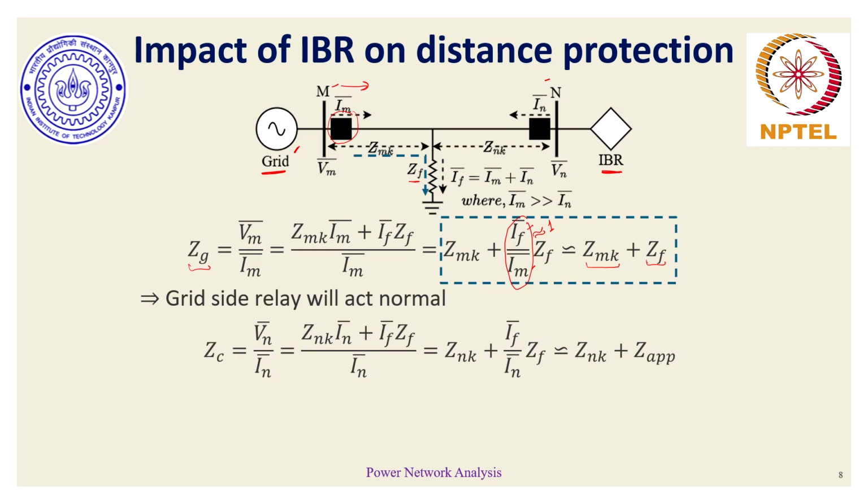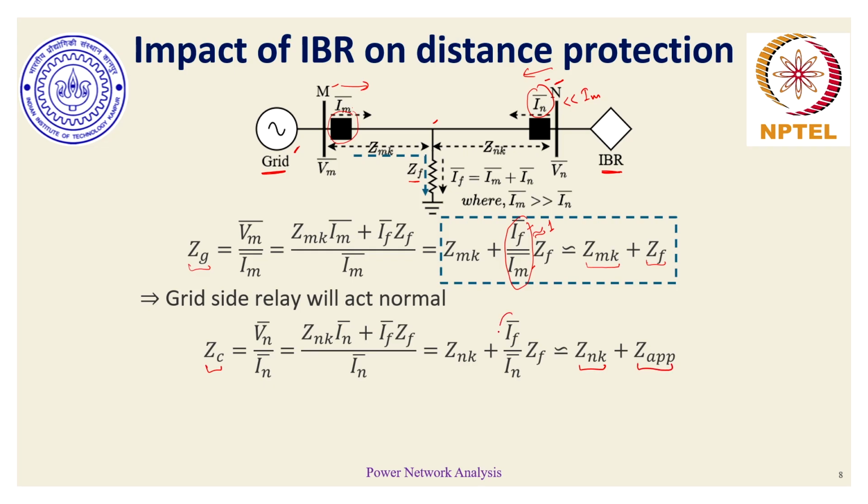If we try to see the same thing from the inverter based resource side, IN, the current being fed to this fault, is much smaller compared to the current contributed by the grid side because of the protection or internal control philosophy of the inverter. In that case, ZC would be a value ZNK, where ZNK is the impedance of the line between node N and the fault point K, with the apparent impedance ZAP.